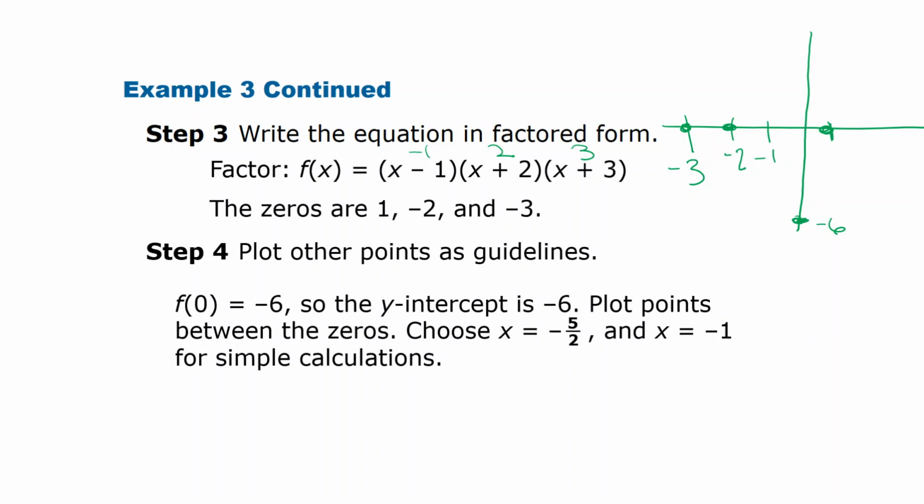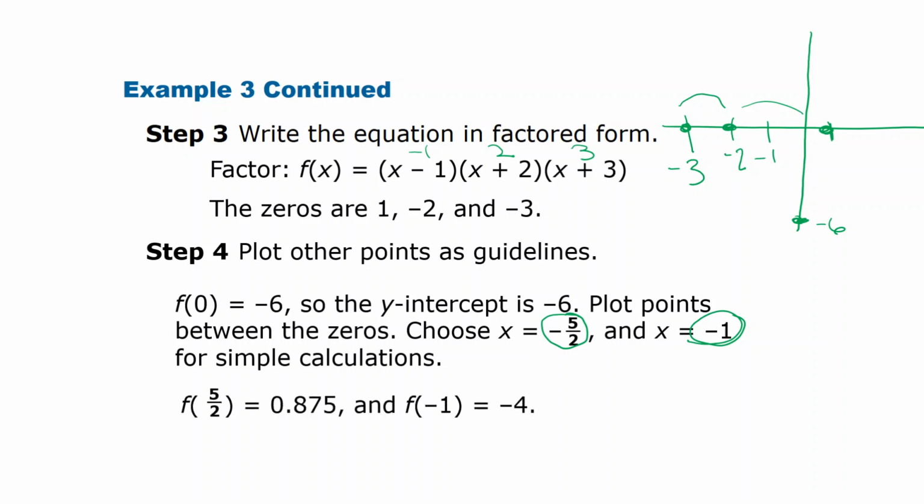Now, I'm not really sure what's happening between -3 and -2. So what I want to do is choose x equals -5/2, which is -2.5, to find out what's happening in between my -3 and -2 here. I also want to know what's happening in between my -2 and my 0, so I'm going to test x equals -1. So I need to fill in -2.5 and -1 for x and solve for those.